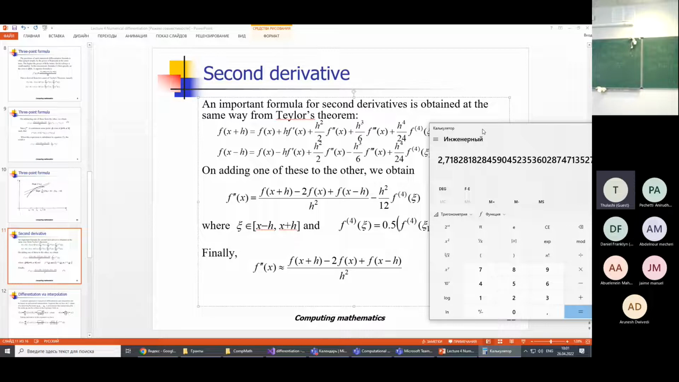2.72, 0.54. 2.72, 0.5. So, of course, I don't know the exact answer, but this answer seems correct. Did you get the same? No? Or not yet?